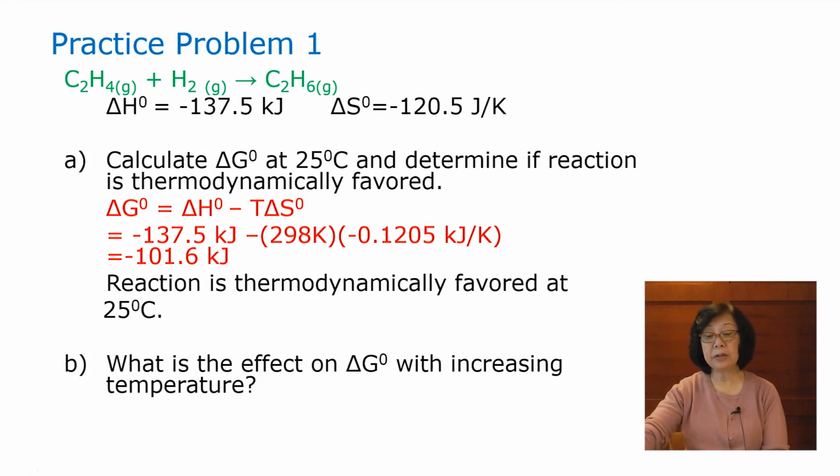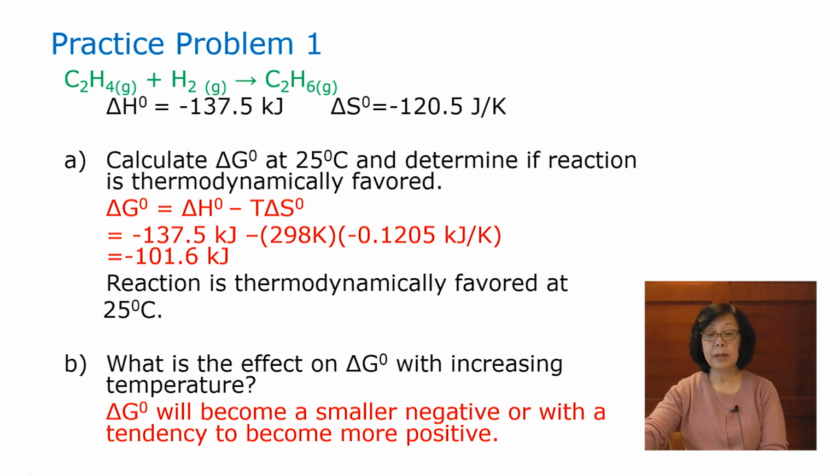Now, what's the effect on delta G0 with increasing temperature? With increasing temperature, this T delta S0 magnitude will increase and the overall sign will become more positive, or a smaller negative. Therefore, this delta G0 will become a smaller negative. I mean the negative T delta S will be a larger positive, which will then decrease the magnitude of delta G, and it will become either a smaller negative or more positive.